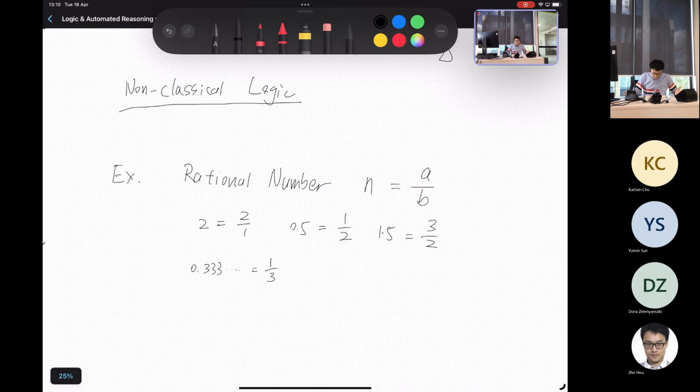Okay. But there are some counterexamples. Some numbers are not rational numbers. Begin with pi. What is pi? Pi is 1.34 something something something, right? It's infinitely long, and it's not a rational number. You can never write pi in the format of something over something. It is not a rational number.